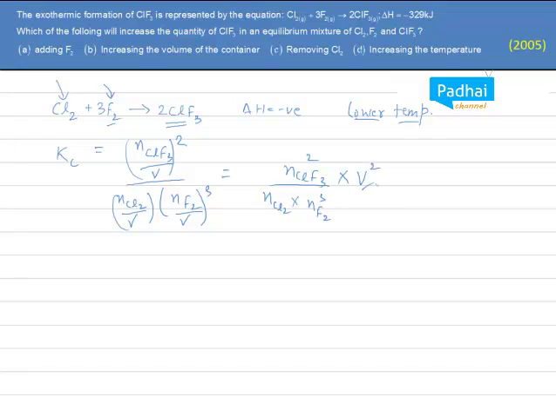If we increase the volume, what will happen? This term will have to decrease because Kc is constant. So the denominator will have to increase, which means the reaction will go in the backward direction. If we have to move it in the forward direction, we have to decrease the volume. Only if we decrease the volume will this reaction move forward. So option B is also wrong, and only one option is correct, which is option A.